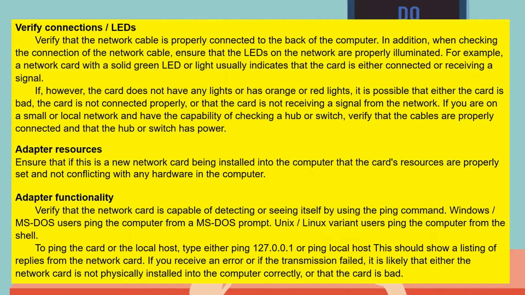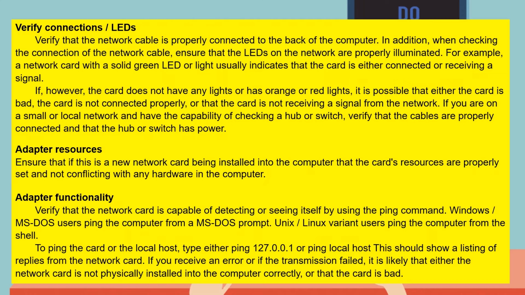If you are on a small or local network and have the capability of checking a hub or switch, verify that the cables are properly connected and that the hub or switch has power. Adapter resources. Ensure that if this is a new network card being installed into the computer, the card's resources are properly set and not conflicting with any hardware in the computer.